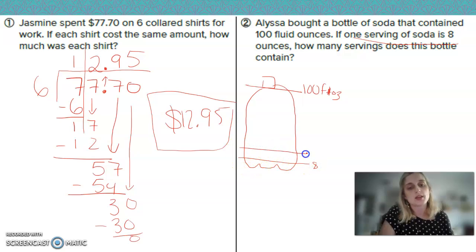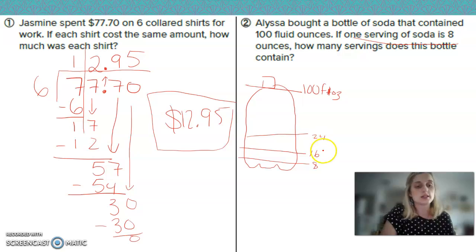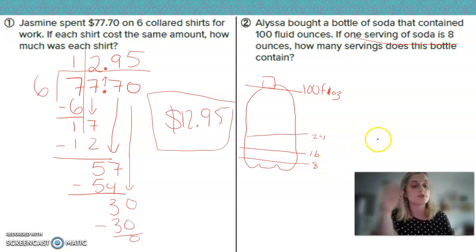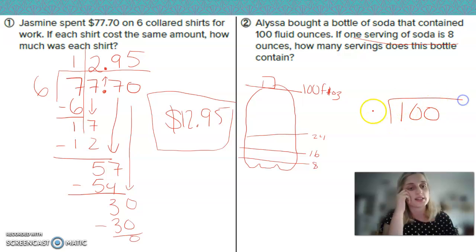2 servings would be 8 and 8 makes 16 ounces. 3 servings would be 8 and 8 and 8, that's 24 ounces. Fun fact, 8 ounces is 1 cup. So this is like 3 cups of soda we've already got here. We're trying to figure out how many servings or how many cups are in this 100 fluid ounce soda bottle. So this is a division problem. 100 divided by 8 fluid ounces, which is 1 cup.